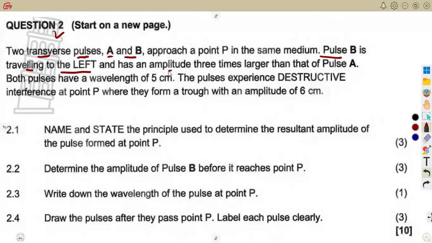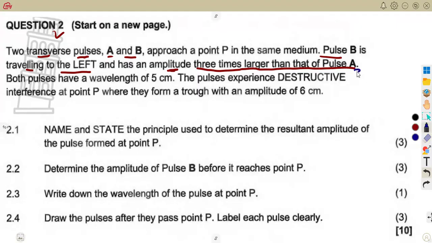And B has an amplitude 3 times bigger than that of pulse A. 3 times bigger than. So meaning to say, if A has got 1, B has got 3, because it will be 1 times 3. If A is 2, then B is going to be 2 times 3 because it's 3 times. What about if A is X? What about B? B is going to be 3X.